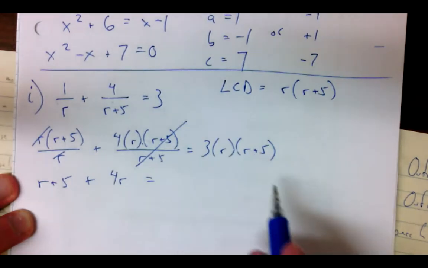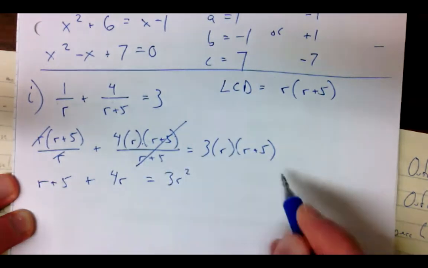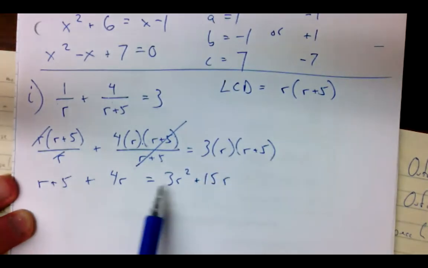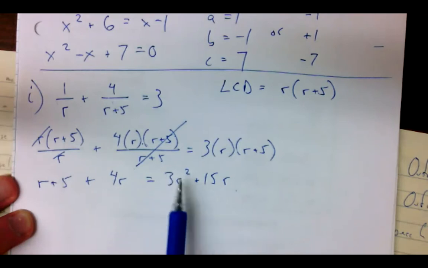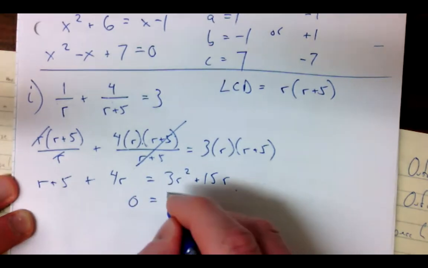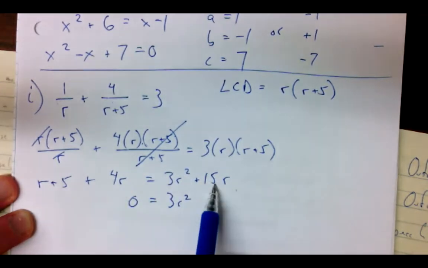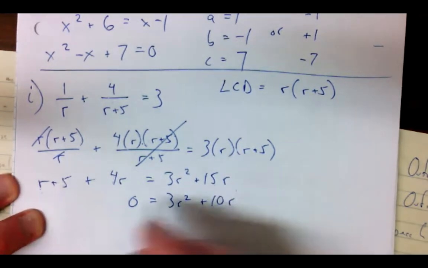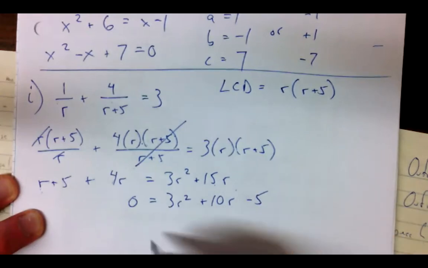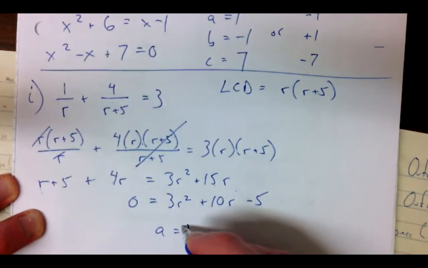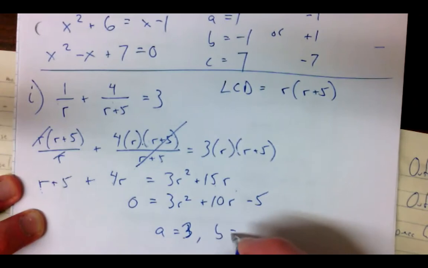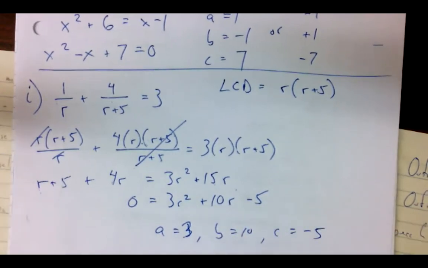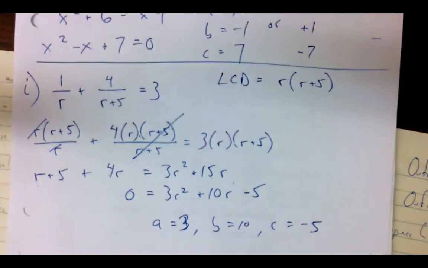Here, 3 times R is 3R, 3R times R is 3R squared. And then 3R times 5 would be 15R. I've got my R squared on the right, and it's positive, so I'm going to leave it there. So I'm going to make this 0 equals 3R squared. And now I've got 15R minus 5R. This is going to be -R, -4R. So it's going to be plus 10R minus 5. A equals 3. I don't know how to write 3's anymore. A equals 3, B equals 10, C equals -5. Again, could be negative, negative, positive.